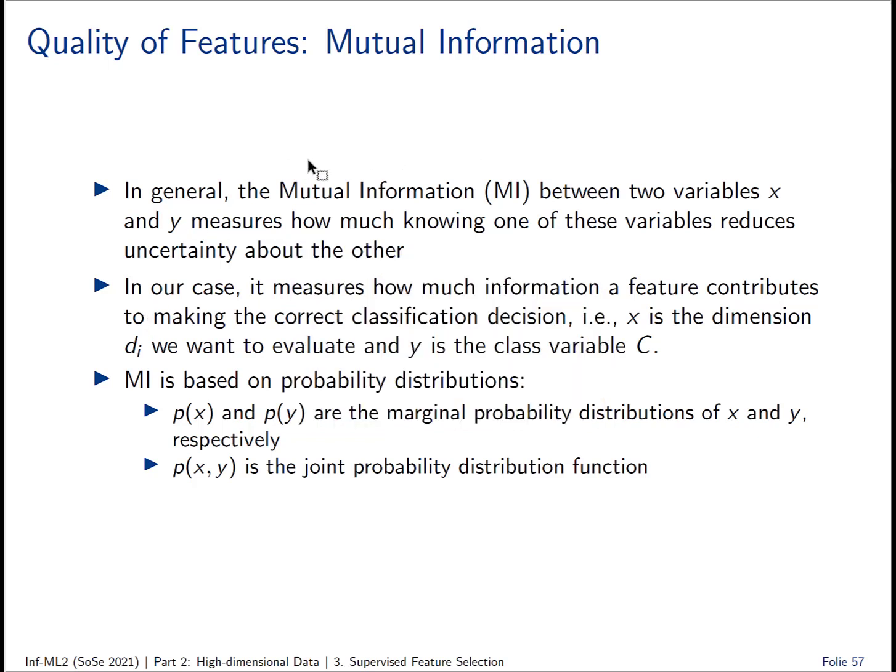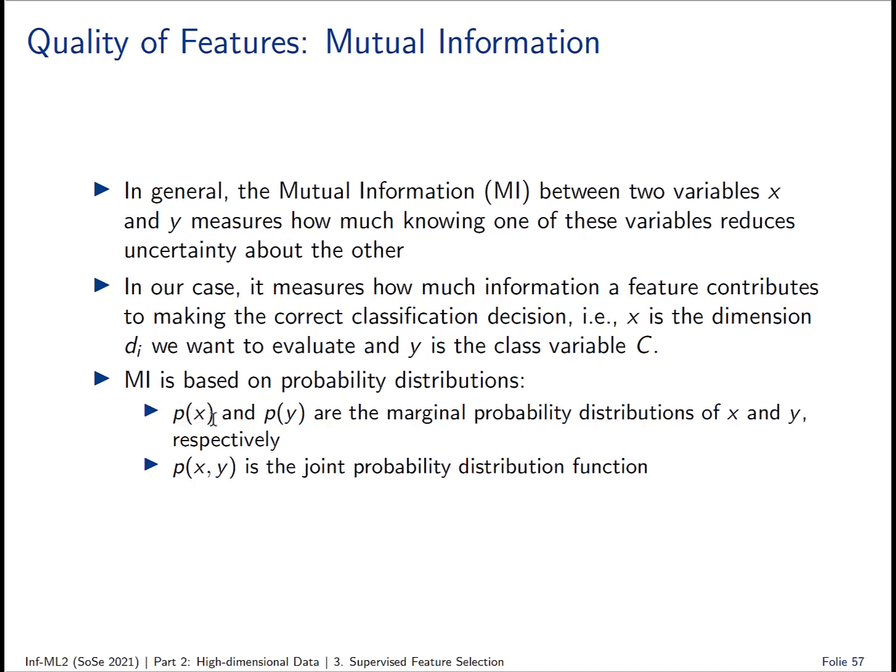So mutual information measures how much knowing about one of these values reduces the uncertainty about the other. In our case, it measures how much information a feature contributes to making the correct classification. So if I know something about the feature, how much do I know about the classification, the class label? The mutual information is based on probability distributions. So we look at different probability distributions.